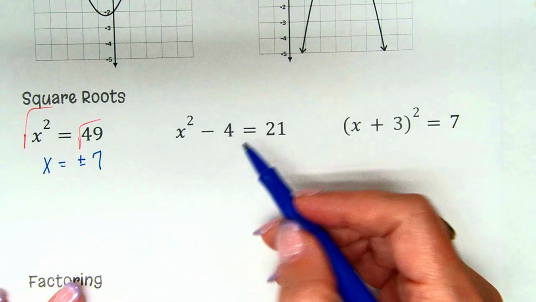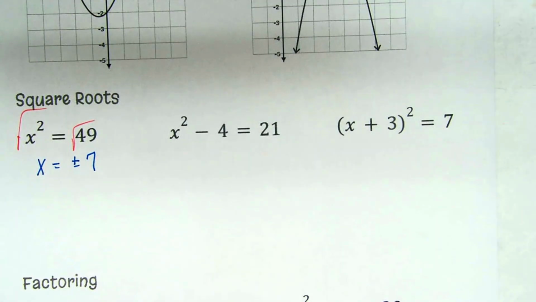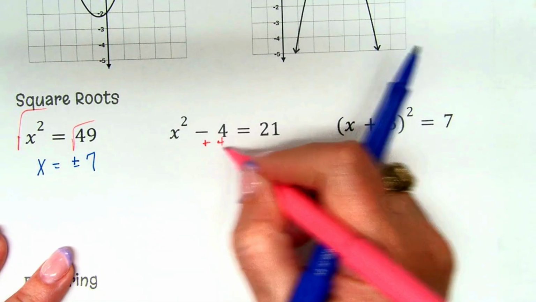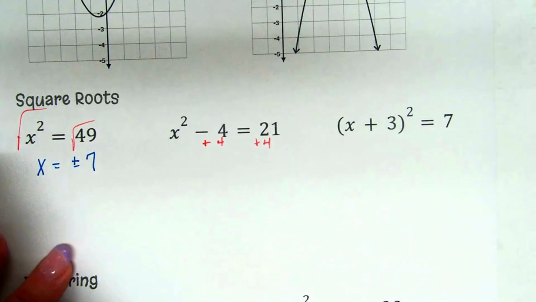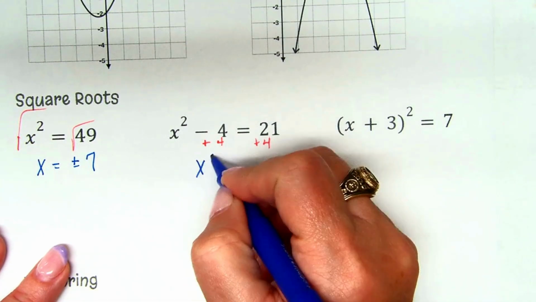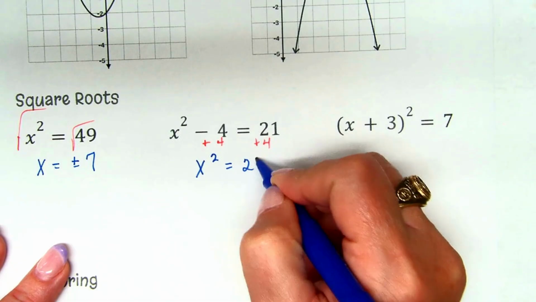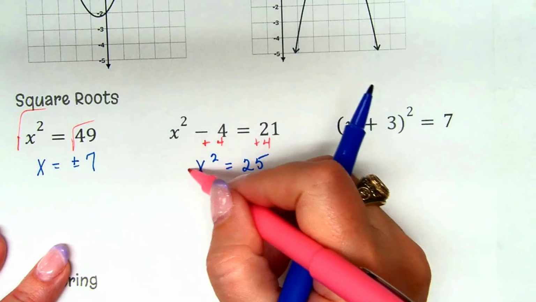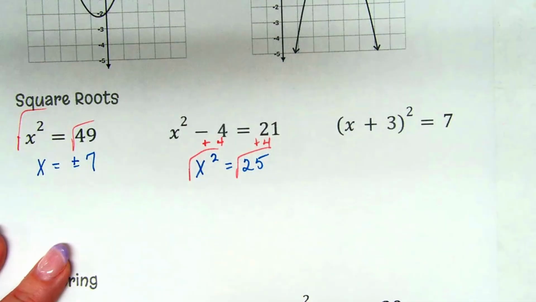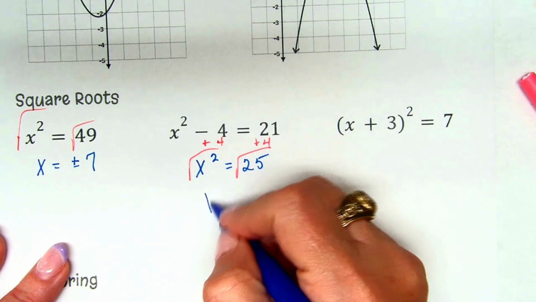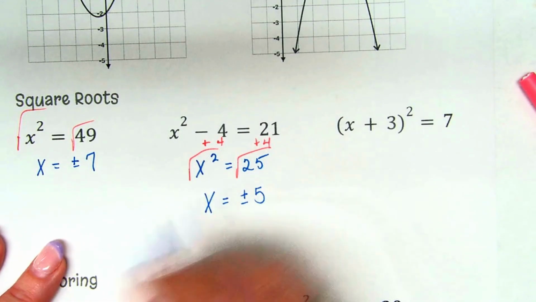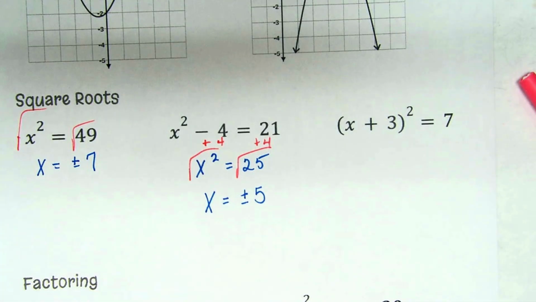Okay? All right, so look at this problem. How are we going to do this problem? You're going to add 4 to both sides. If I add 4 to both sides, what do I end up with? X squared equals 25. How do I undo a squared? Square root. Who put the root sign in the problem? So what do I have to remember? X equals plus or minus 5. We good?